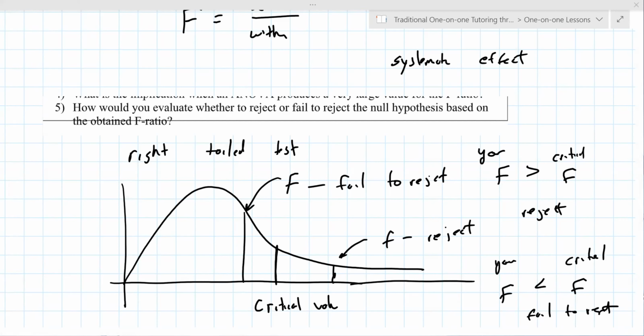We can move on to the second part. All right.